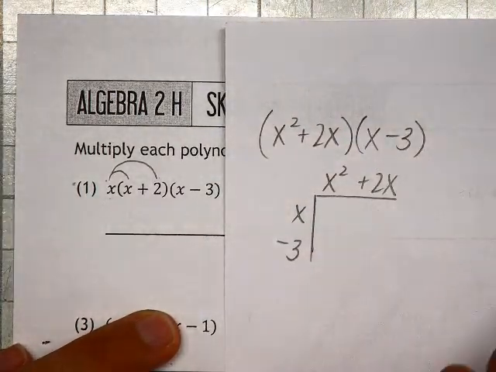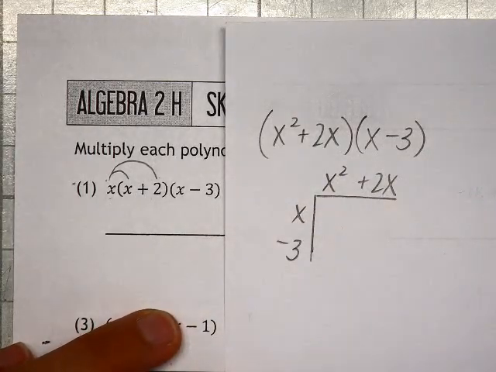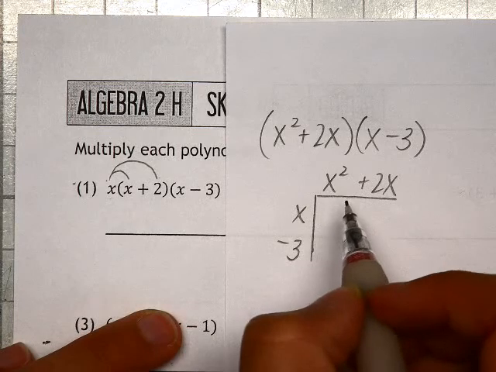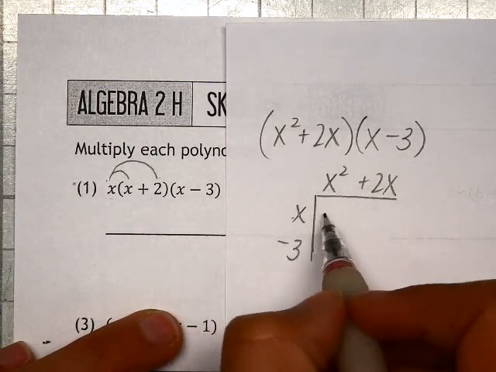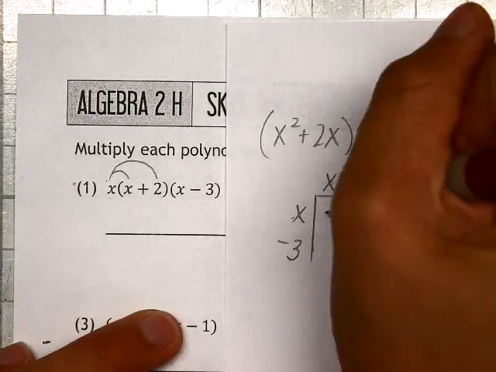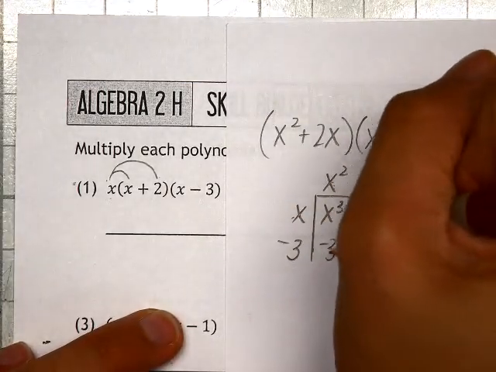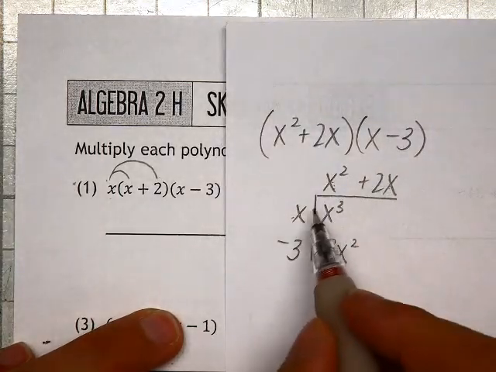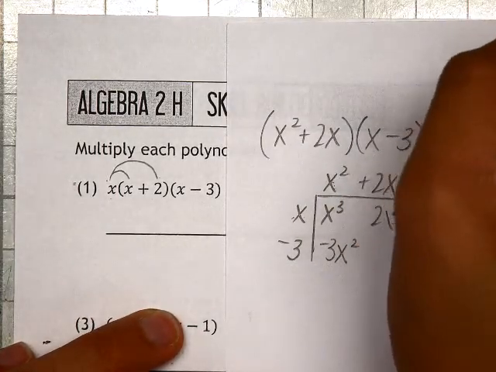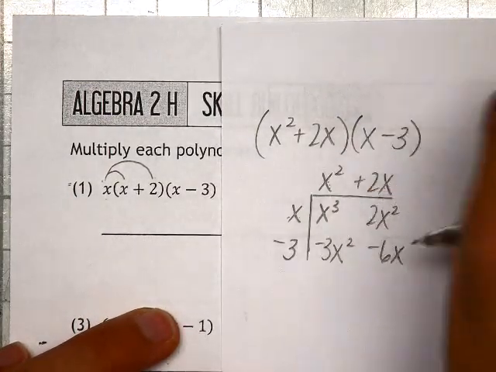Although it doesn't even matter. You could put the x minus 3 on the top, x squared plus 2x on the side, totally okay. The way this works is simply by multiplying the top times the side and writing the product in the center here. So x squared times x would be x cubed. X squared times negative 3 would be negative 3x squared. 2x times x would be 2x squared. And 2x times negative 3 would be negative 6x.